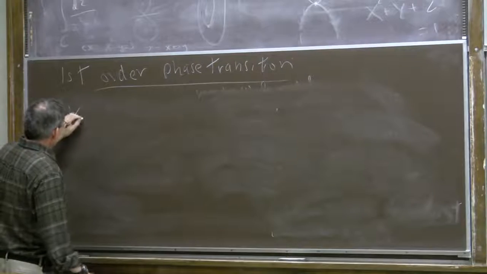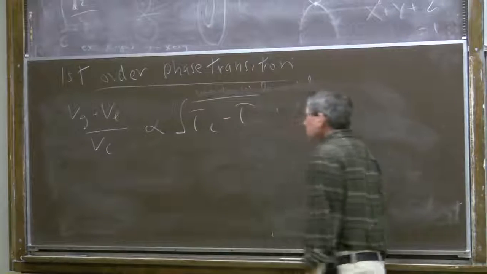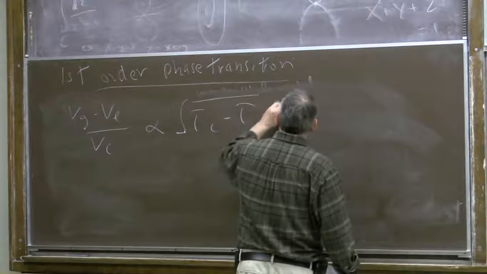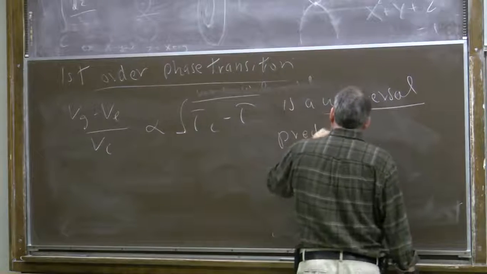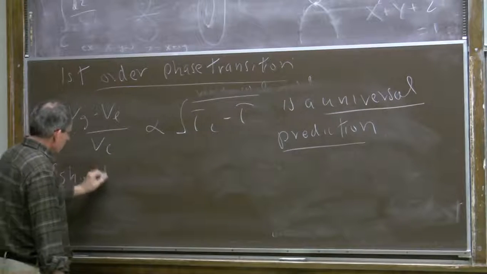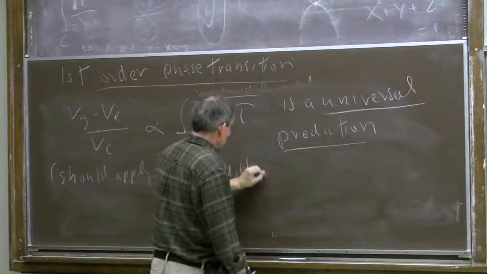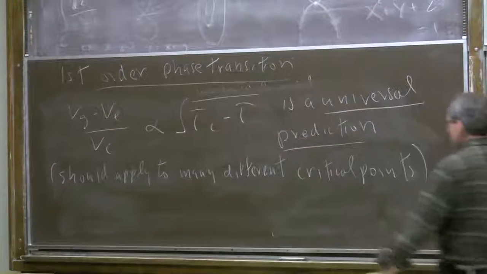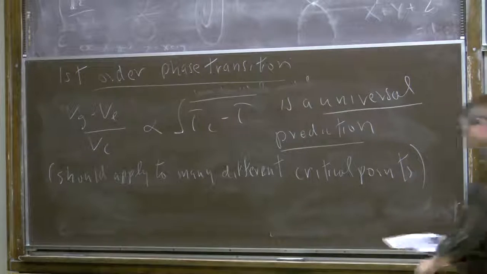But the volume discontinuity proportional to the square root of tau critical minus tau is a universal prediction of the model that doesn't depend on the details. So that's nice, since we should expect it to be broadly applicable. Now, universal just means, if we've got the right picture, it should apply to many different critical points. So in particular, to lots of different transitions between gases and liquids and different substances. So now there's good news and bad news.